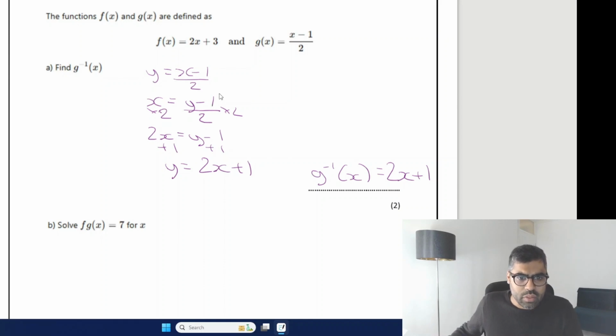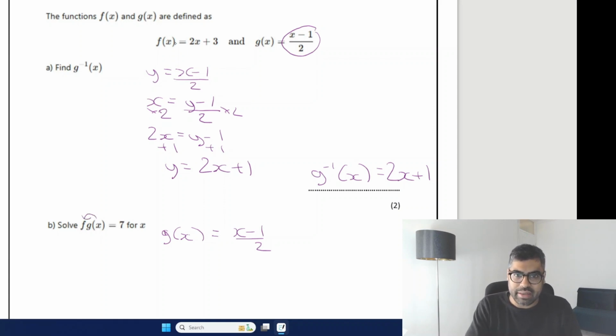Now if we just look at the next question, so we need to solve fg of x equals 7. We need to solve this for x. So we need to really focus on what's going on here. We're taking x, we're putting that into the function g. What does that give us? Well, that gives us this here. So we already have g of x equals x minus 1 over 2. Now we need to put that into function f, because remember with functions you need to work backwards through the question. So we need to put this into function f.